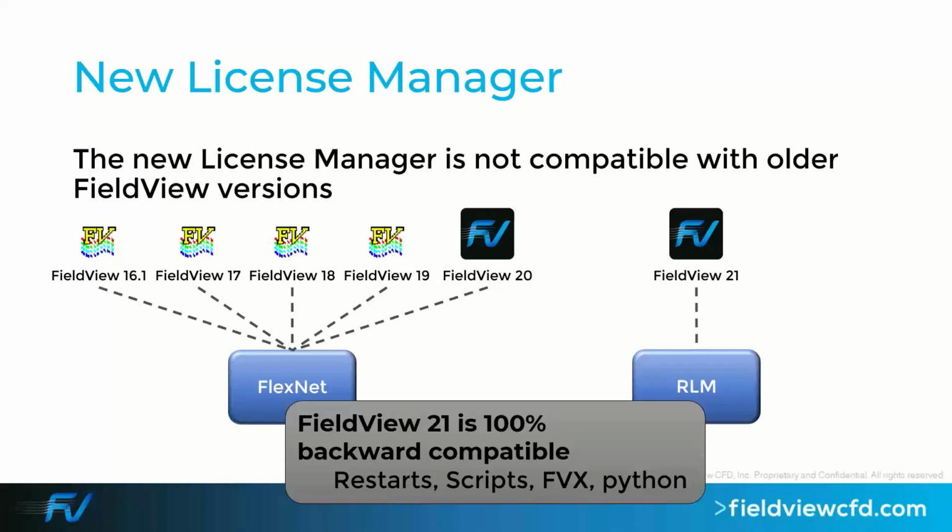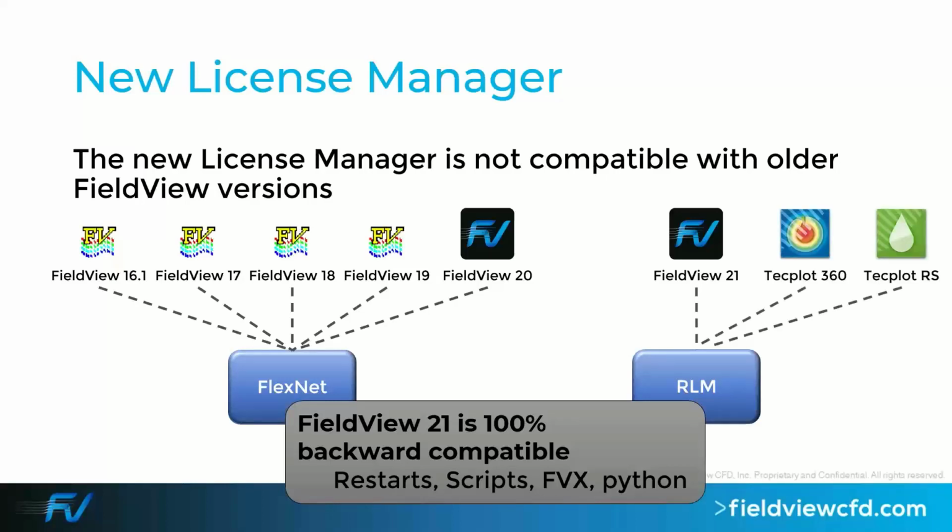So there is no reason why you will need to stick to an older version. If you want to give your users more time to transition, we can discuss some exceptions. We are totally open to that, but we are strongly encouraging everyone to move on to FieldView 21. And in addition, as I mentioned, the LLM license manager will also handle your TechPlot 360 and TechPlot ARS licenses if you have any. So that's very easy, very convenient for administering your licenses.